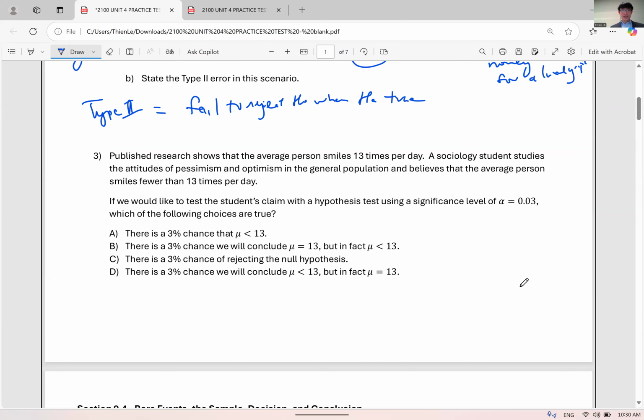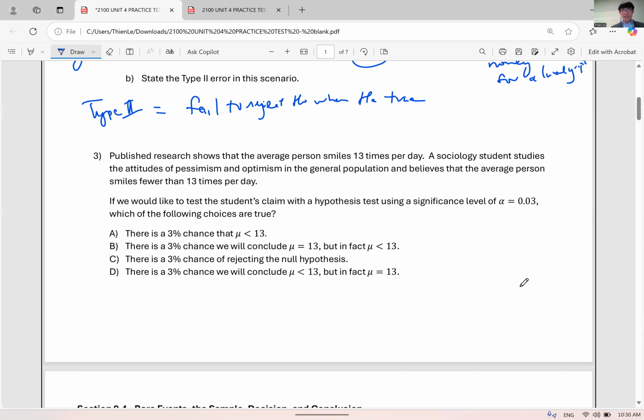Published research shows that the average person smiles 13 times per day. A sociology student studied the attitude of pessimism and optimism in the general population and believed that the average person smiles fewer than 13 times per day. Okay, so it's in sociology, psychology. I think they also study this type of problem.